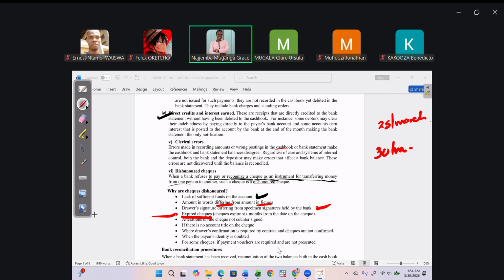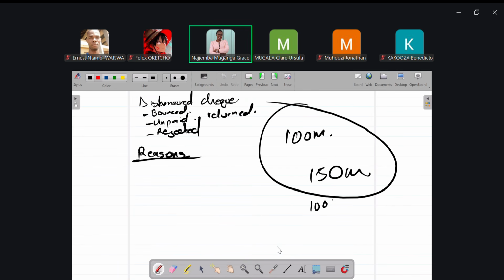Alterations on the check not countersigned. You know, every time you cross out, pay 50 million, you're like, sorry, 500, everything you cancel out, you must sign off. And so on. If there is no account title on the check, or where the drawer's confirmation is required by the contract and checks are not confirmed. Those are the reasons. Now we want to understand the treatment.